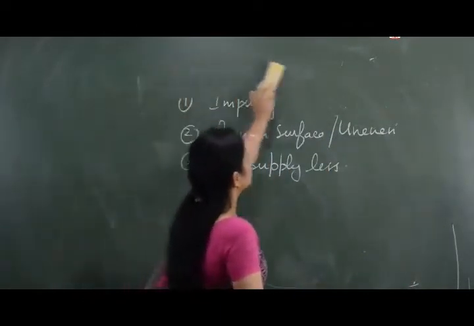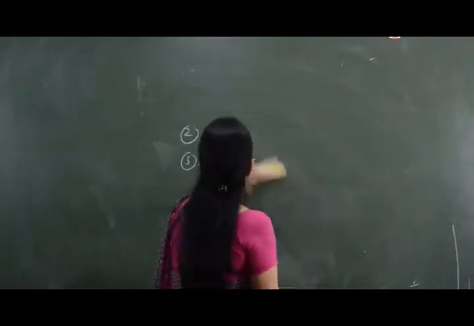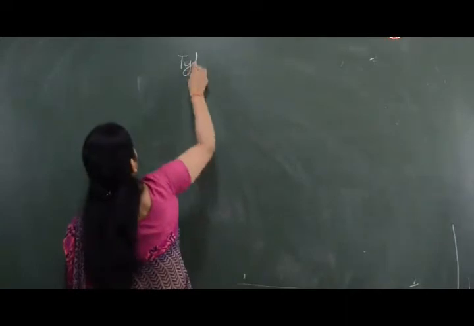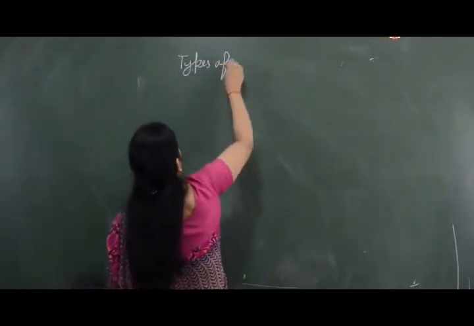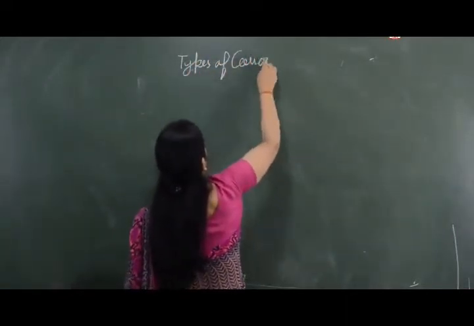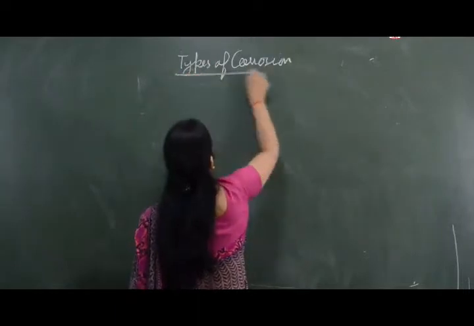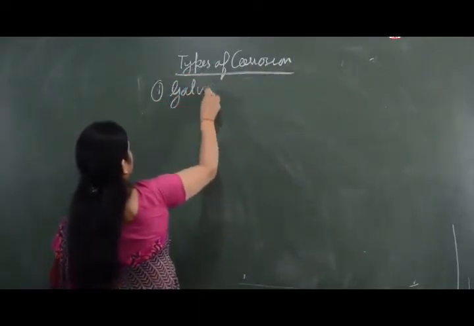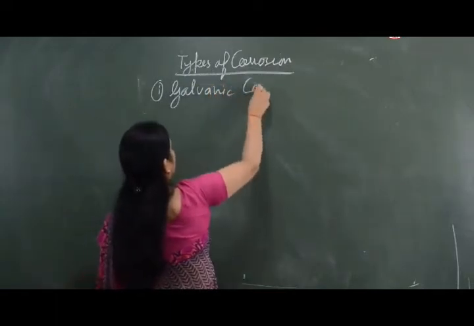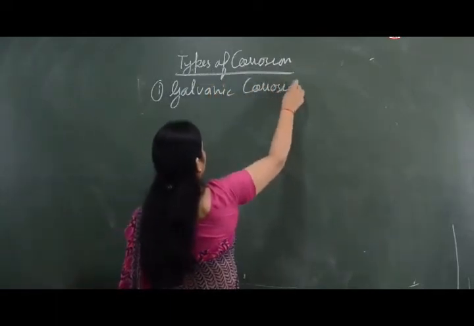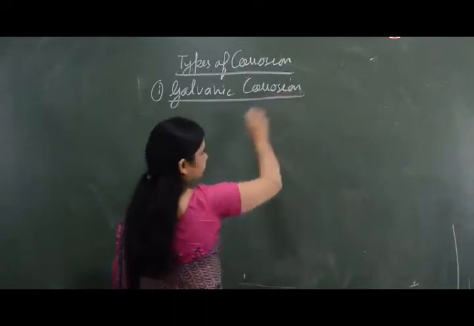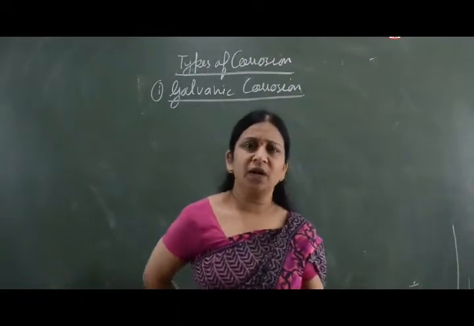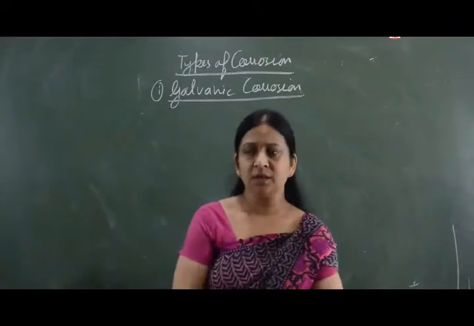Next we come to types of corrosions. Under this, the first is galvanic corrosion. Galvanic corrosion is as we have done in galvanic cells.